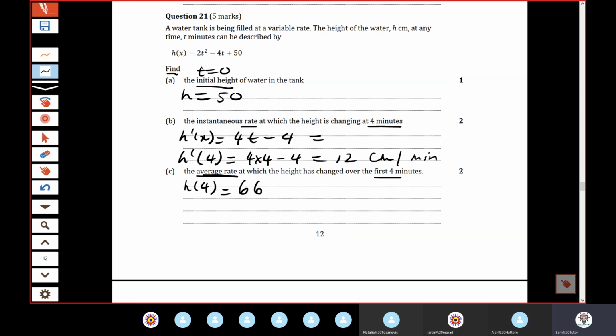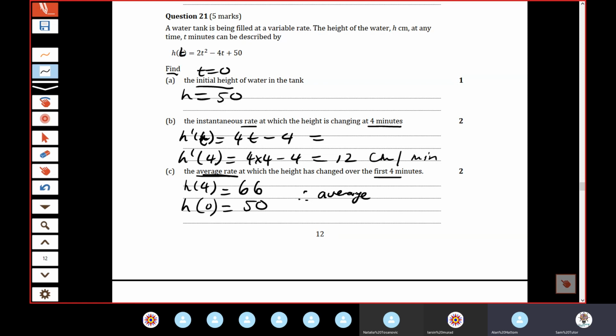Yeah, did that work out? H of 4? Should work out. I can see it. Yep, that's fine. And then what did it start with? What's H of 0? It should have been T, I made a mistake there. Doesn't matter. What's H of 0? What did it start at? What was the initial height? 50.